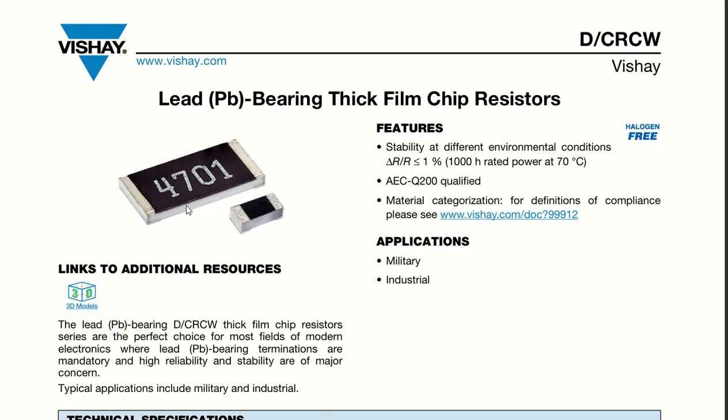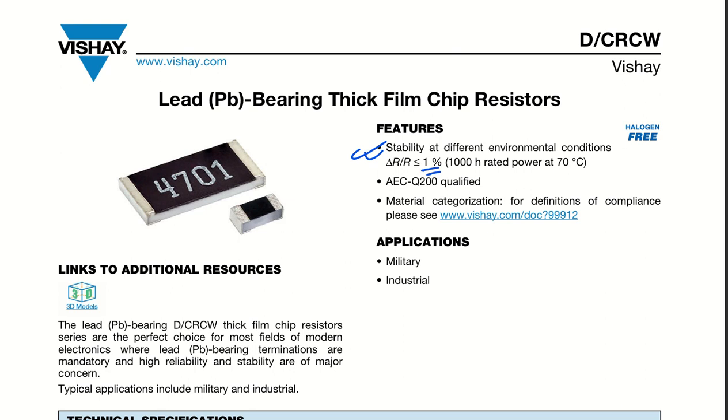So let us say this is the resistor data sheet, which is D/CRCW. As you can see, the very first thing they give is some of the features. Features include stability at different environmental conditions, less than 1%, so it is very good, like 1% accuracy. It is AEC-Q200 qualified, so it is applicable for our automotive application. You can see the applications of this particular series of resistors are military and industrial applications. This particular resistor is a chip resistor of thick film composition.